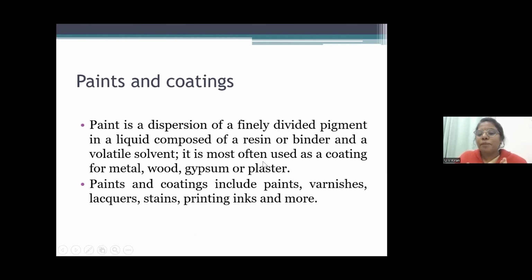What is a paint? Paint is a dispersion of finely divided pigments in a liquid composed of resins, binders, and volatile solvents, and of course we generally use it on metals, wood, gypsum, or plaster. So they include paints, varnishes, lacquers, stains, printing inks, and you name it. You have many surfaces on which we generally apply paint.